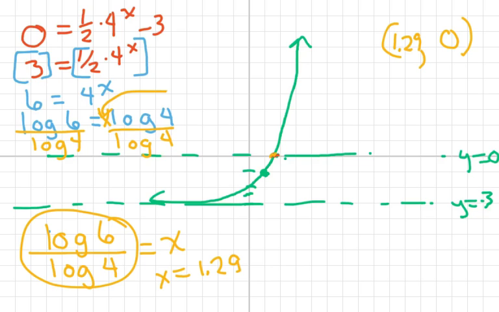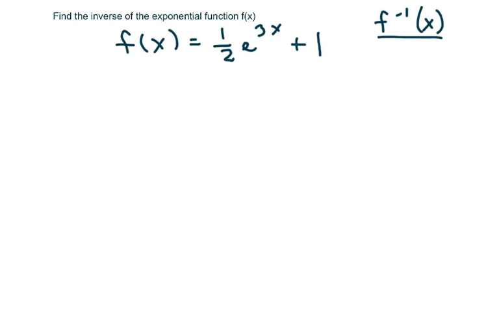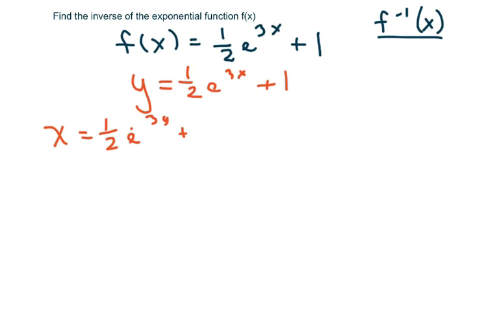All right? The last problem is just find the inverse of this exponential function. So the first thing I'm going to do is set this to y. I'm going to interchange the x and the y. And then just solve for y. So I subtract 1 from both sides.